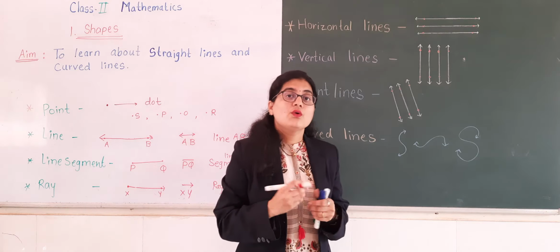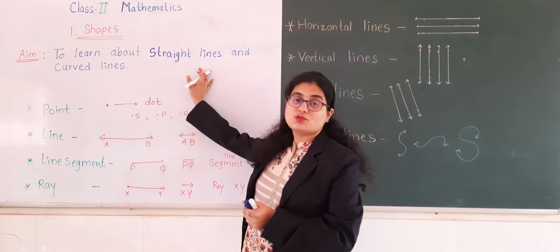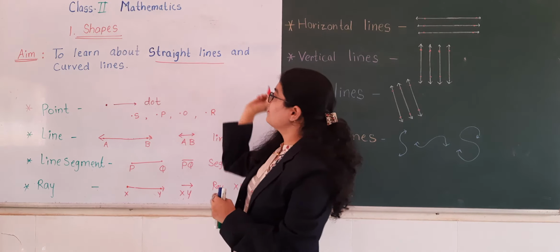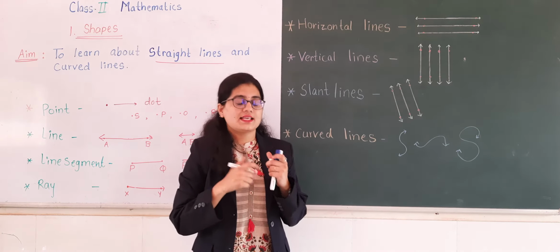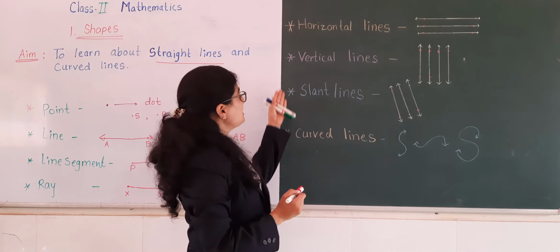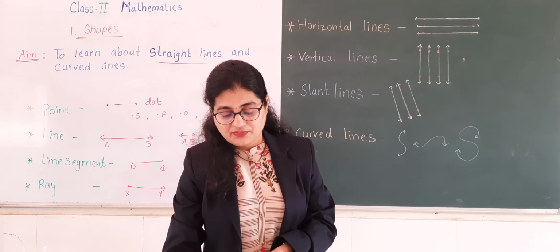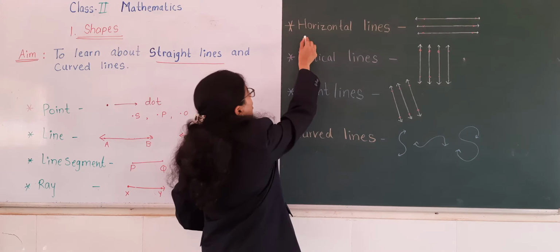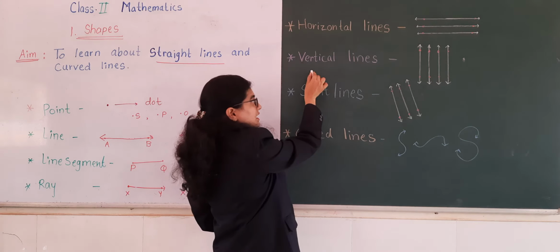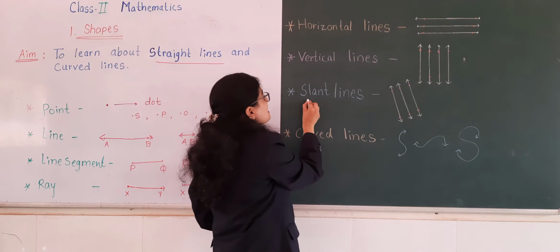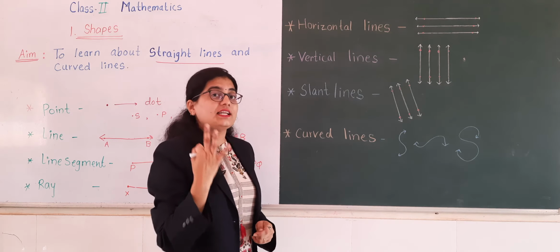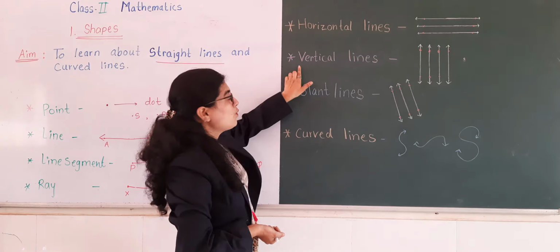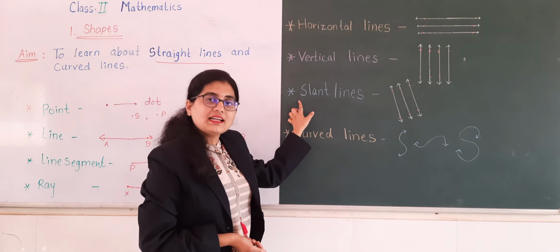Now my dear children, we are going to see different types of straight lines. What are we going to see? We are going to see different types of straight lines. There are three types of straight lines: horizontal lines, vertical lines and slant lines. These are the three types of straight line. Which are they? Horizontal lines, vertical lines and slant lines.